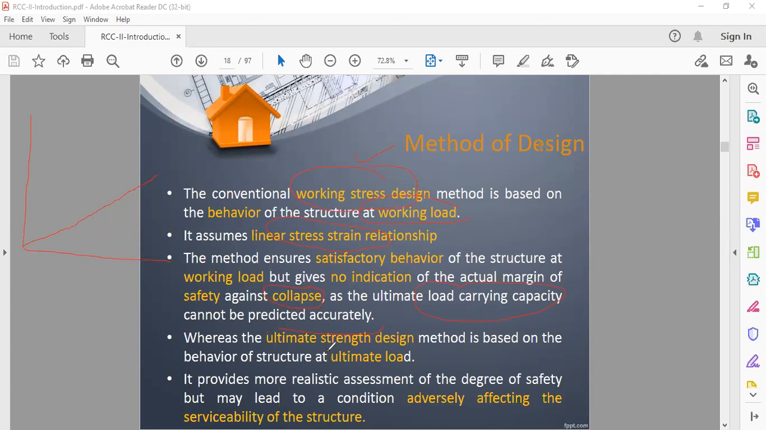Then there comes the ultimate strength design. The method is based on the behavior of the structure at ultimate load.